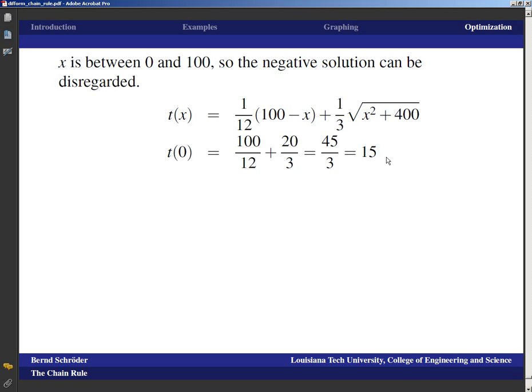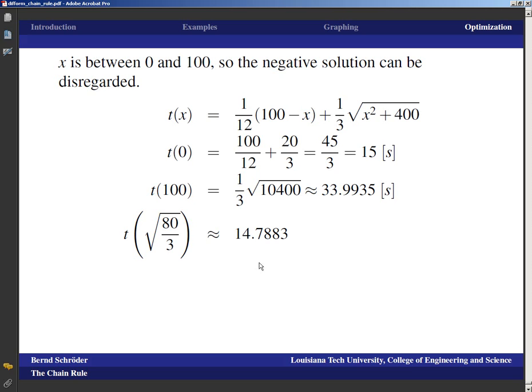So the dog would take 15 seconds if it were to use x equals 0, which means it would run all the way along the beach and then make a right angle turn, going straight into the water. And it's in seconds, of course. T of 100, that would be if the dog were to jump right in and swim all the way. Well, 100 squared is 10,000, so we end up with 1/3 times square root 10,400. That's going to be pretty big. That's 33.9935 seconds. And that makes sense. Swimming takes a lot longer than running, so jumping in and swimming is very inefficient.